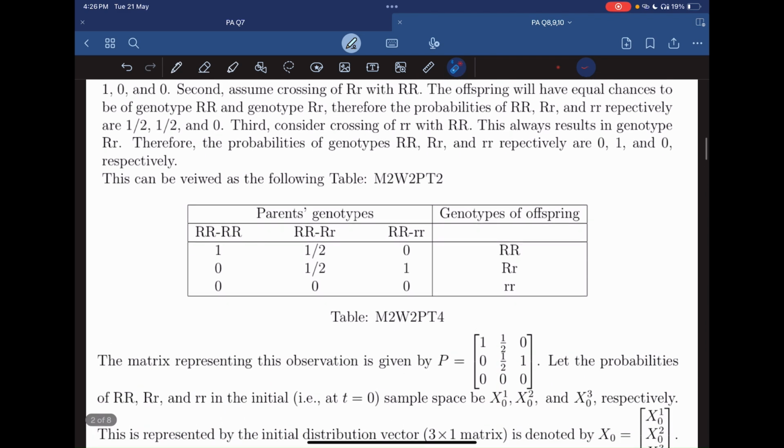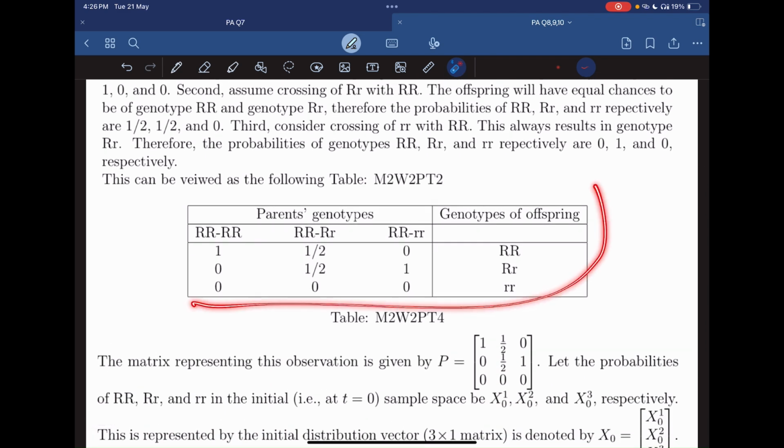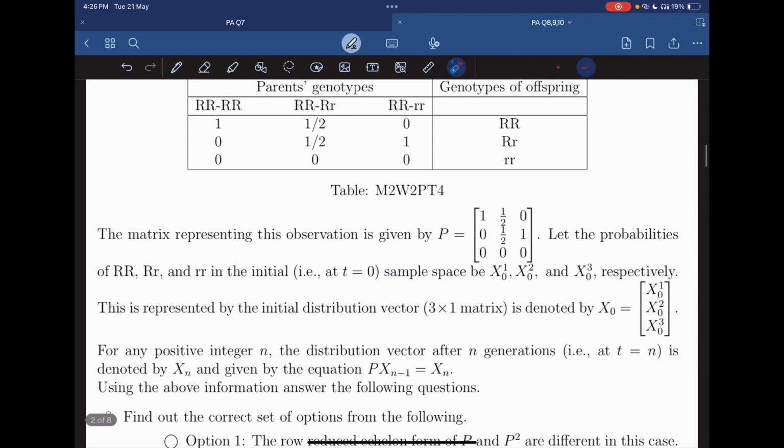So, all the data above about the probability we have noted down in table form here. That is, the crossing of double capital R with double capital R: then the offspring genotype double capital R will have probability 1, capital R small r will have probability 0, and double small r will have probability 0. And similarly for these two crossings also. Now, the next question says the matrix representing this observation is given by P. So this data we have formed in matrix form and named it as P.